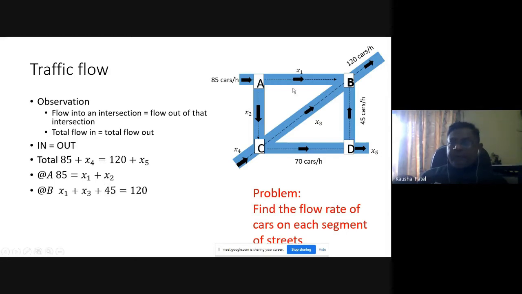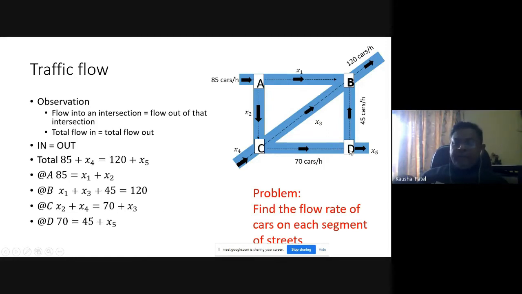At point B, X1 is entered, X3 is entered, 45 is entered and 120 leave. So X1 plus X3 plus 45 is equal to 120. Similarly, this is point C. Here X4 cars may enter, X2 cars enter, and X3 and 70 cars may leave that particular point. So X2 plus X4 is equal to 70 plus X3.